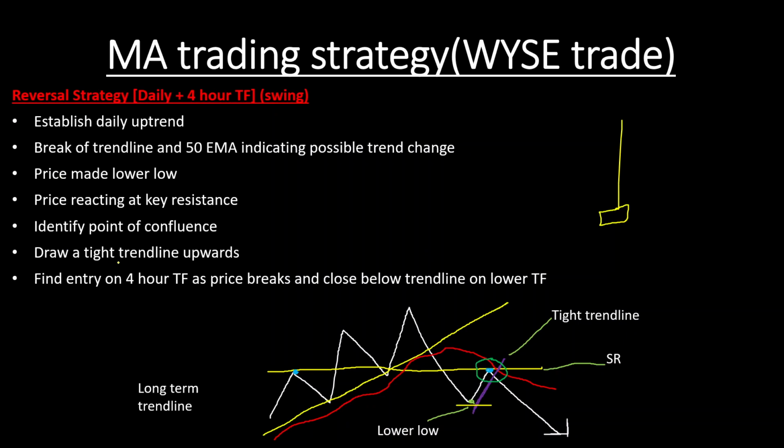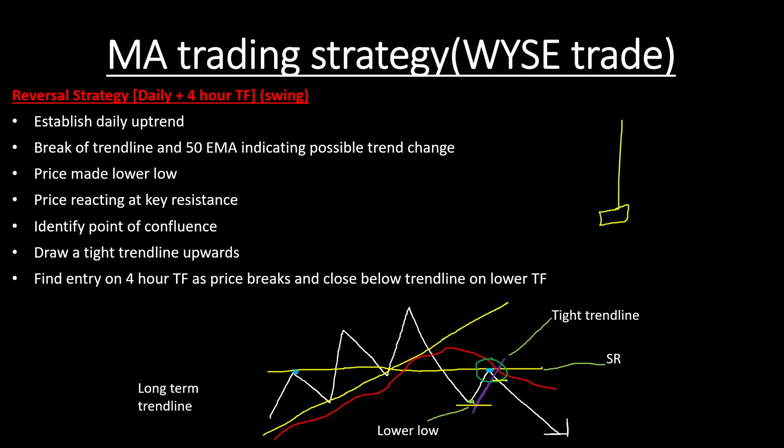After that, draw a tight trend line upwards. So tight trend line here. And just like the previous strategy, we want to go down to the lower time frame and look for a close below the trend line as price breaks. So we want to go down to the 4-hour time frame and look for a close below this trend line here. And once we see that close, we can look for short opportunities.